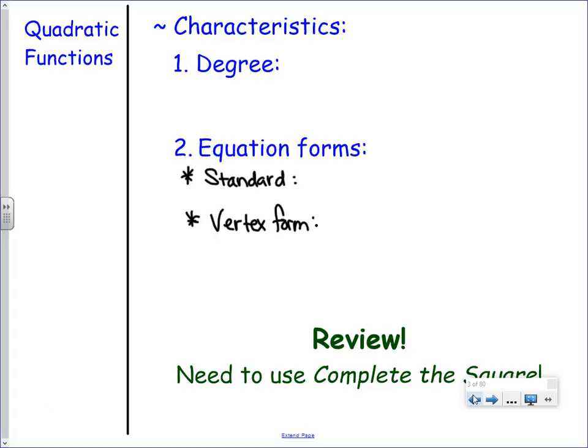So first of all, degree. We just talked about degree. What's the degree of a quadratic? 2. Good. The highest exponent for a quadratic would be n equals 2.